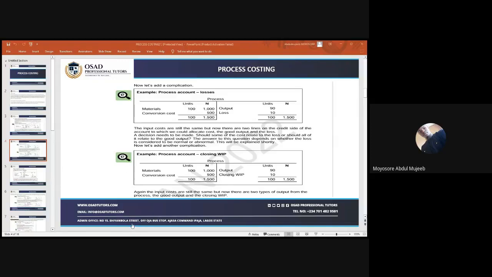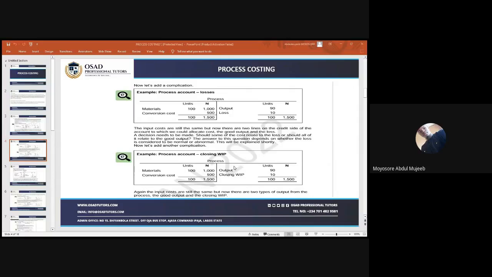So we still have 100 materials we are using. We are using 100 units of material, costing 10 naira each, which is 1,000 in total, and we still have our conversion rates as usual. Now they are still telling us that the former one we did, we had a loss of 10 units. But now they're telling us that output is 90. What we're able to produce is 90. And now they're telling us that our closing work in progress is 10.